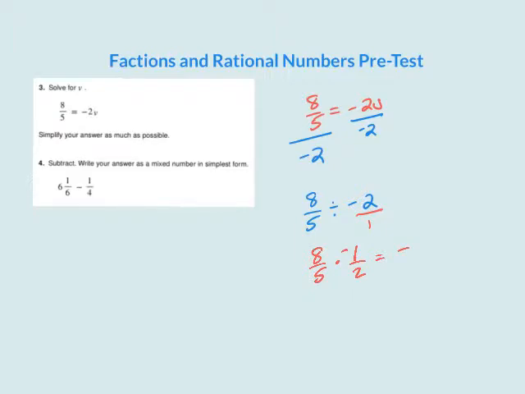Now I'll go for cancels. 2 goes into that once, it goes into that 4 times. That's all I can cancel. I've got negative 4/5. Negative 4/5 equals v.